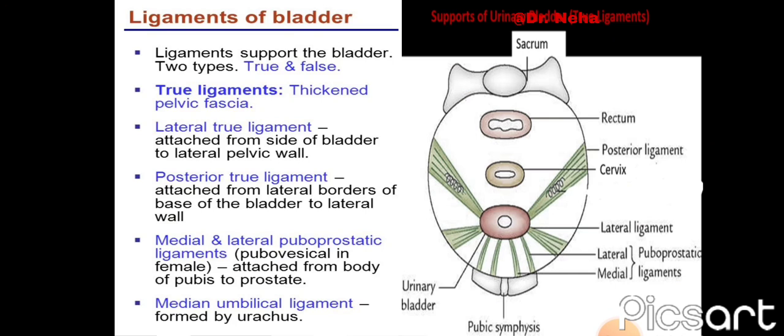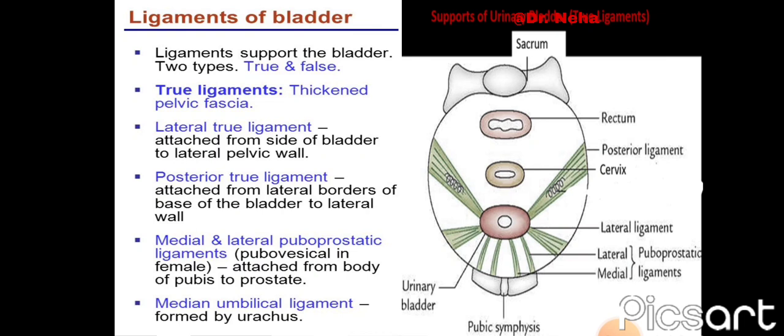It includes the ligaments. The ligaments which support the bladder have been classified into two groups, true and false. True ligaments are formed by the thickening of pelvic fascia. These are the lateral true ligament. In the diagram we can see the lateral true ligament is attached from the side of the bladder to the lateral pelvic wall. Posterior true ligament is attached from the lateral borders of the base of the bladder to the lateral pelvic wall. The medial and lateral puboprostatic ligaments are attached from the body of the pubis to the prostate. They are lying on the anterior aspect, as we can see in the diagram.